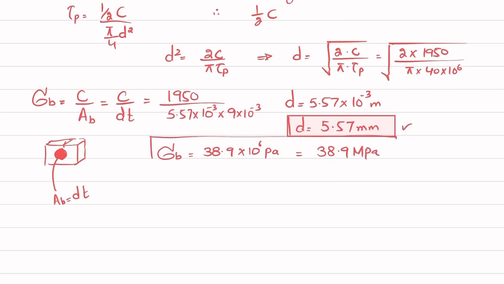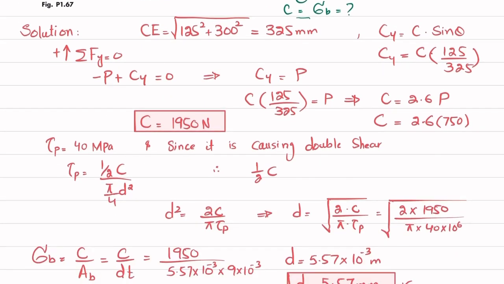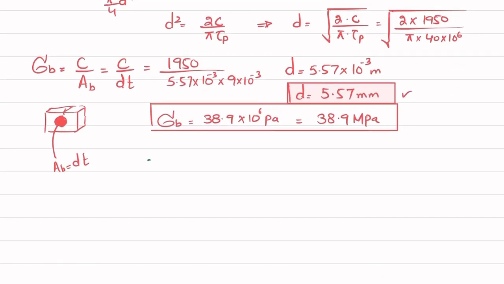So this is the bearing stress at point C in the paddle portion. Now in the third part, you have to find the bearing stress in each support bracket. You can see this is the support bracket and this is the bearing pin. So you have to find the bearing stress in that. Again, this is your third part. So the bearing stress is equal to force per unit bearing area.